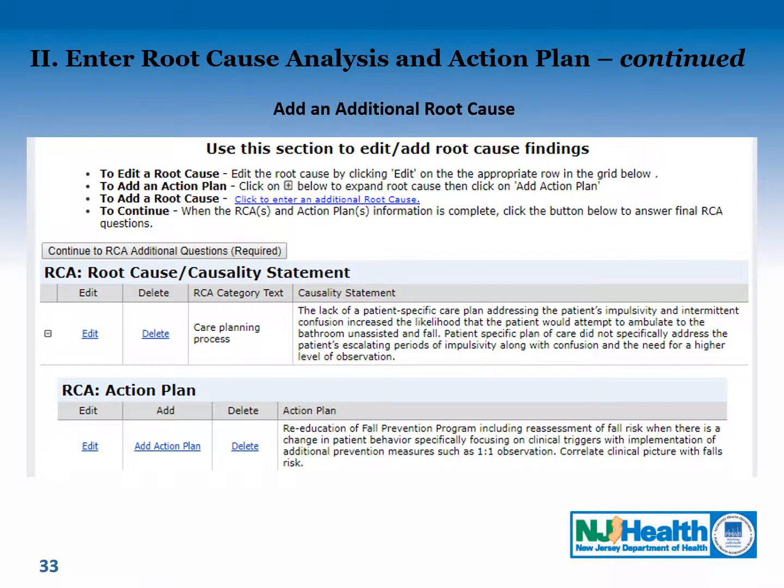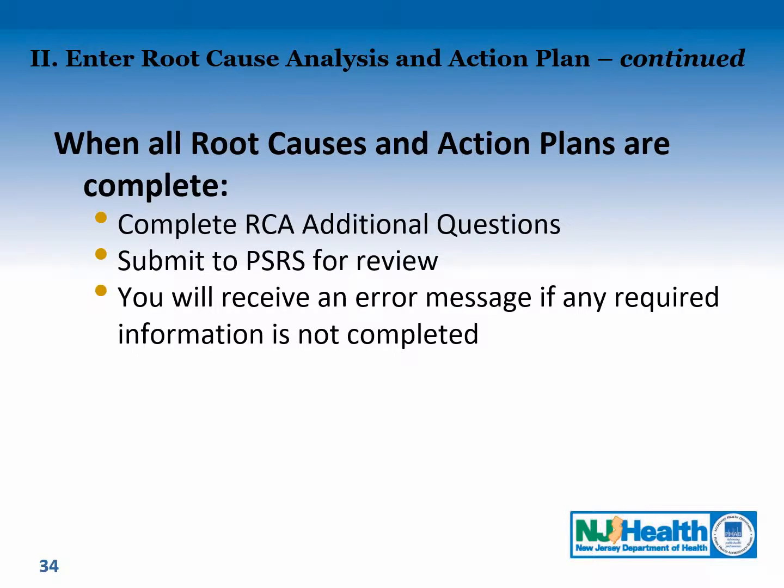If you need to add an additional root cause, click on the Click to Enter an Additional Root Cause link and follow the same process you did when entering your first root cause, including adding your action plans associated with the additional root cause you are adding. When all root causes and action plans are complete, your next step will be to complete the RCA additional questions before you submit it to PSRS for review. Please note that you will receive an error message if any required information is not completed.